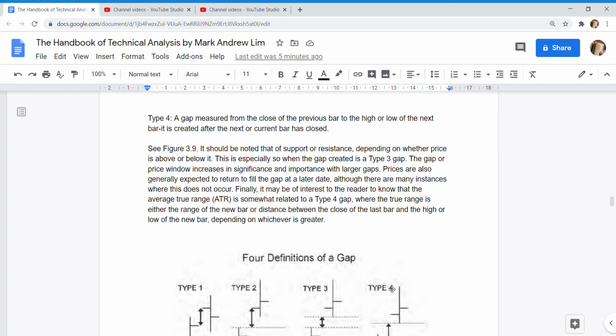Finally, it may be of interest to the reader to know that the average true range (ATR) is somewhat related to a type 4 gap, where the true range is either the range of the new bar or the distance between the close of the last bar and the high or low of the new bar, depending on whichever is greater.